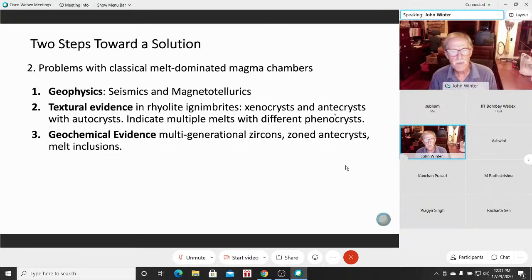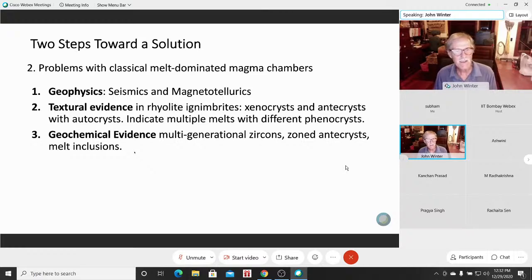Also, there are multi-generational zircons that you find in these ignimbrites, saying that they've been through more than one melt-solid cycle. Some of the anticrysts are zoned, and melt inclusions are becoming increasingly popular. These are inclusions held inside crystals, and they become armored from reacting with later melts. So you end up with a huge variety of melts that were existing at one time and are now trapped in plagioclase crystals, olivine crystals, and you're suddenly saying, wow, all of these different melts, where do they come from? Why are they here?